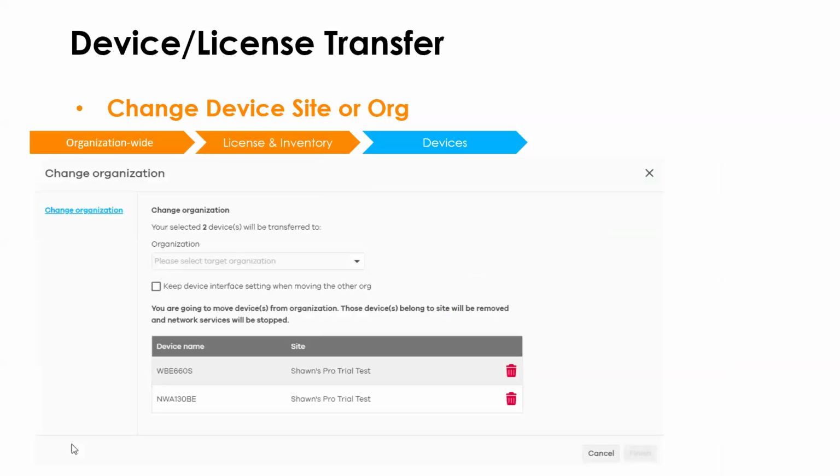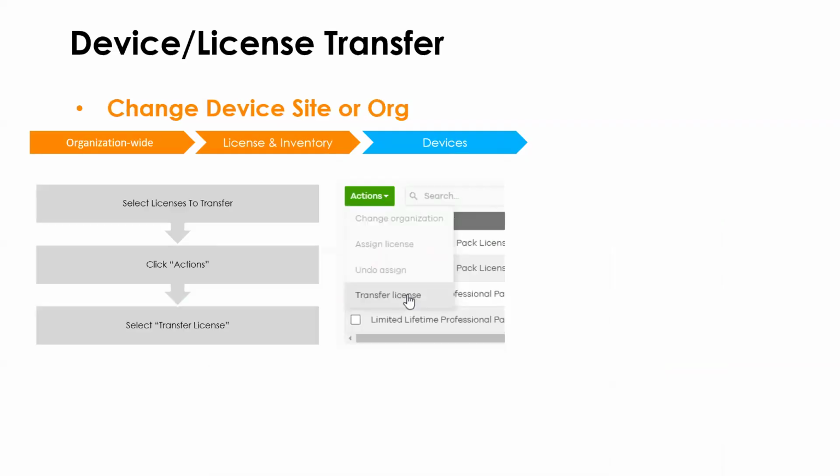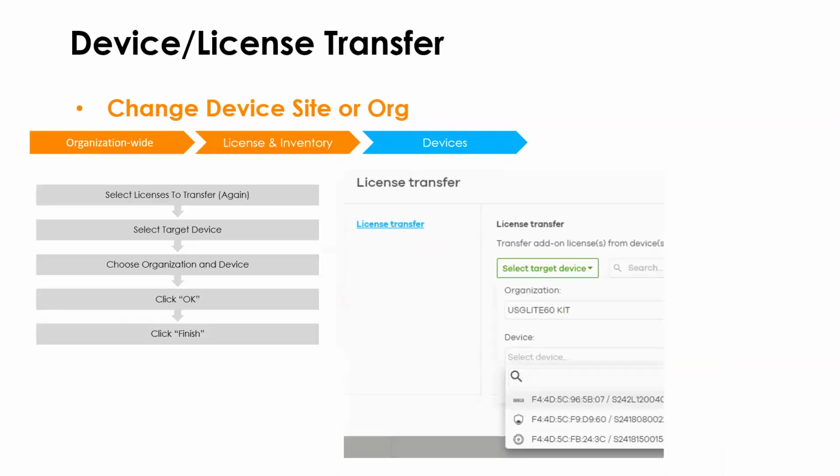And that's all there is really to it. You'll be prompted with this screen here. It's confirming that that is what you want to do. You select the new organization or site that you want to transfer it to, and then you click finish. And it's the same basic process for doing license transfers, only you're going to do that from the licenses tab. And again, to transfer licenses, you will need to be the owner or have ownership authority delegated to you. So again, same process.